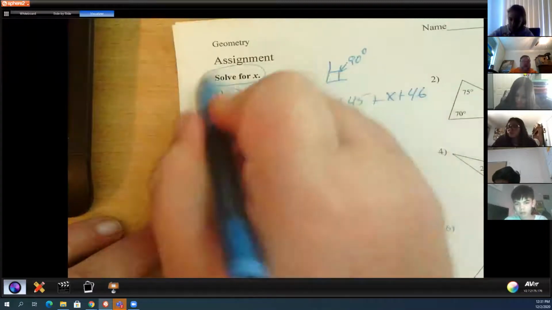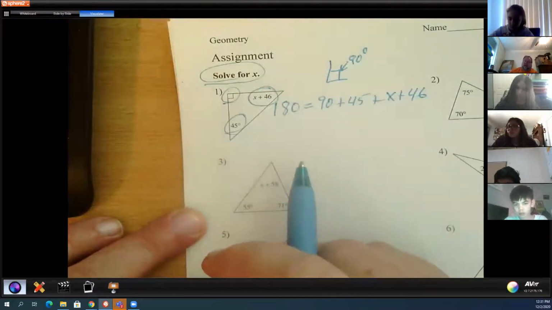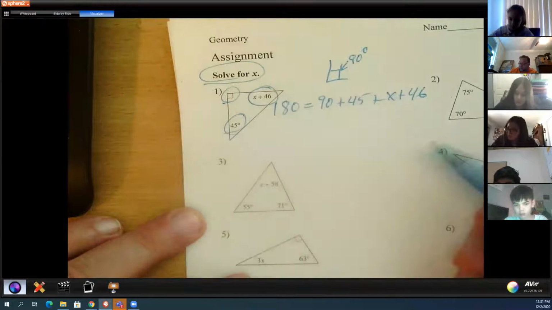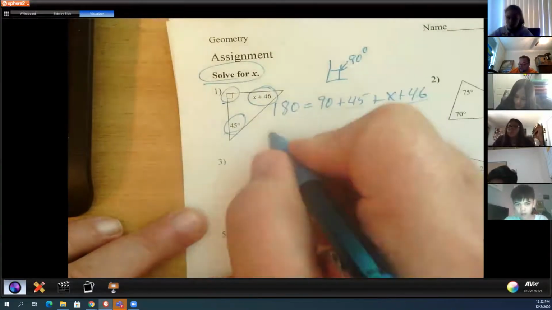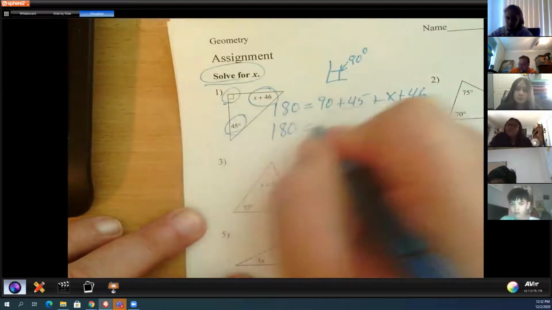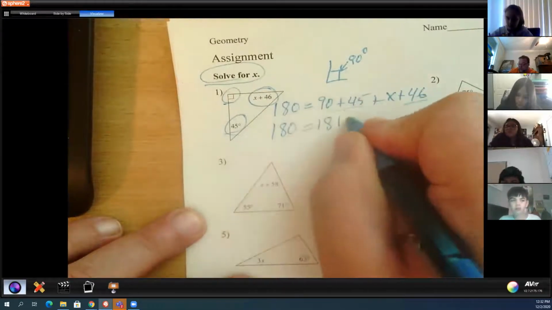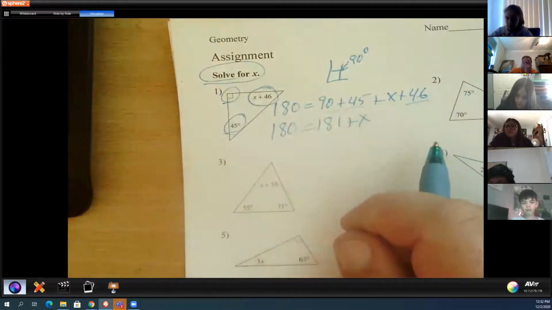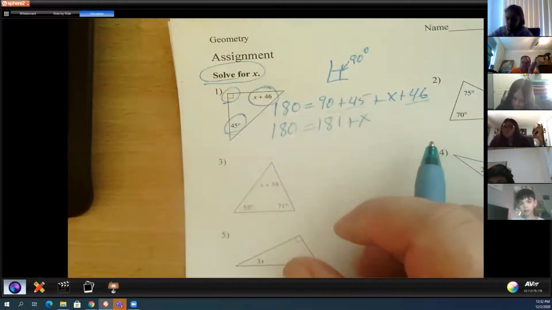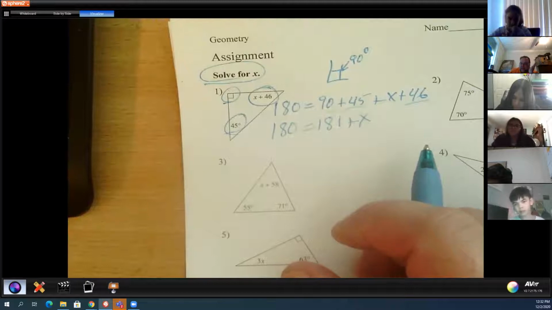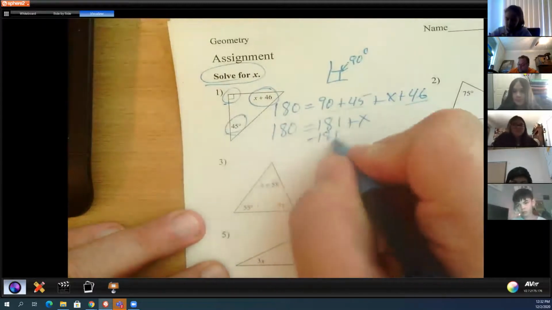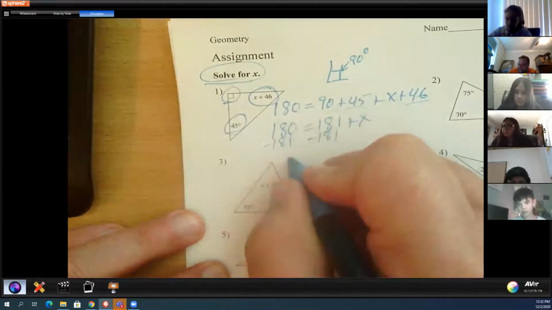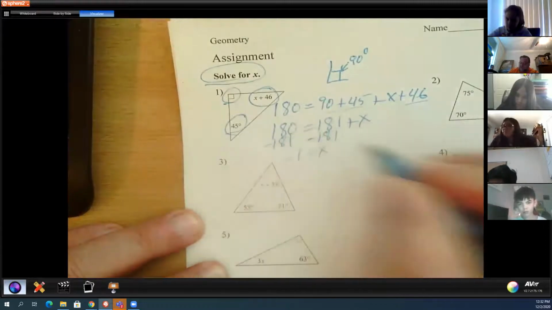Now you'll see here it says solve for x. So I'm going to combine all these like terms and I'm going to get 180 equals 181 plus x. Now, to solve this, I have to subtract 181, right? It's a standard one-step equation, right? And I get -1 equals x.